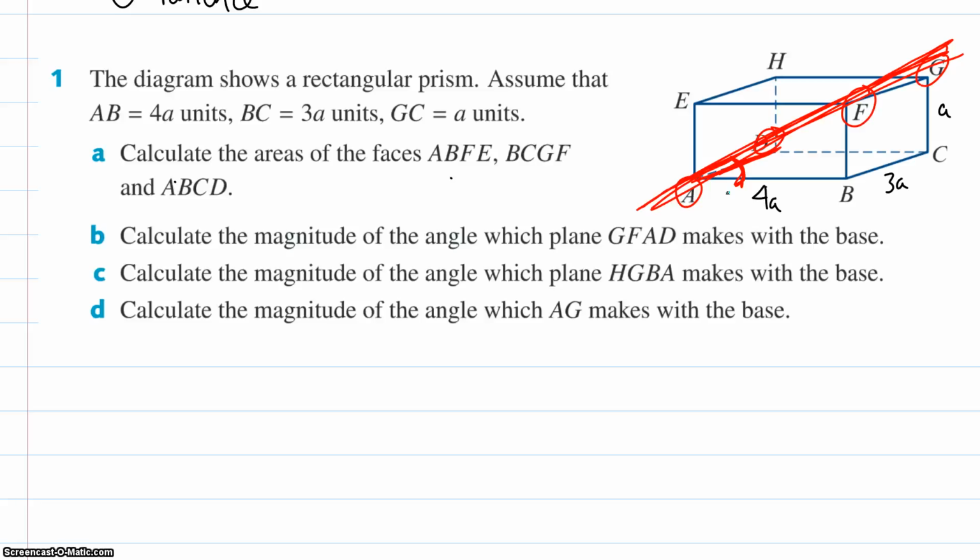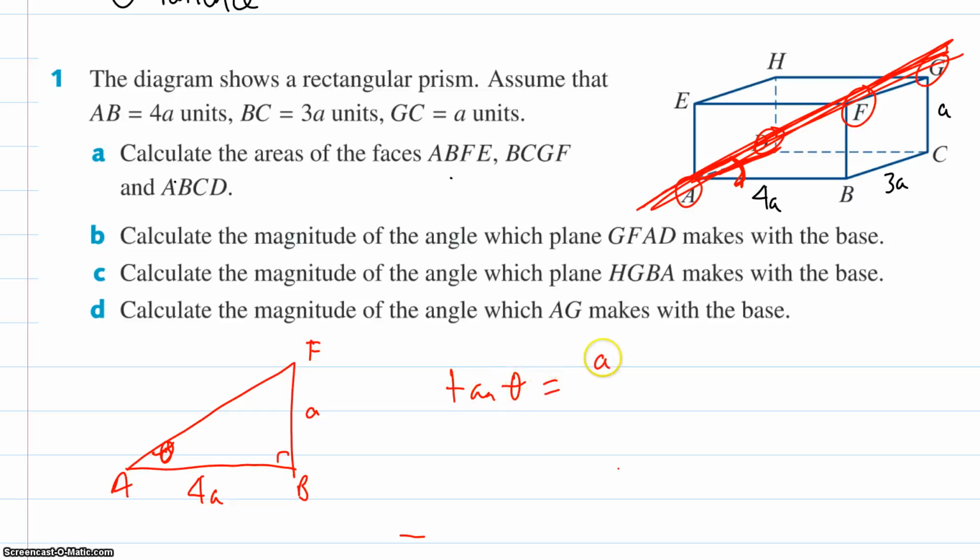So I'm going to draw that triangle that I'm going to need. I'm going to need this triangle here, which is A, B, F. And I know that this is 4A, and I know that that's A. That's the angle that I'm trying to find in there, that theta. Once you have all that information, it becomes fairly straightforward. It's just going to be inverse tan of A over 4A, and that can cancel down into 1 over 4. So tan theta is 1 over 4, so then theta equals tan inverse of 1 over 4.